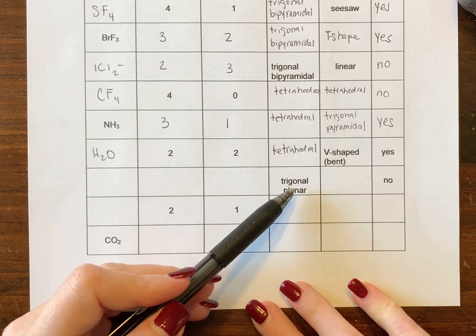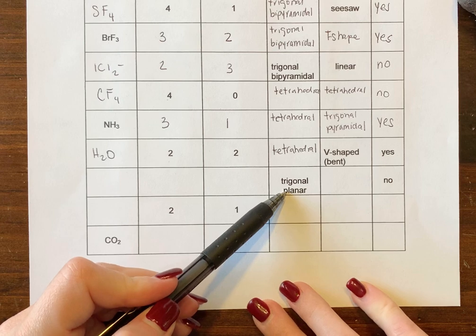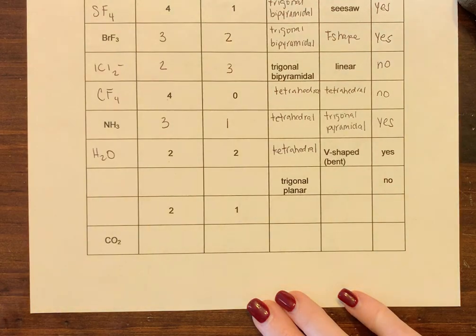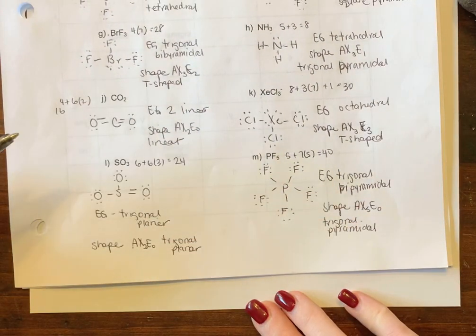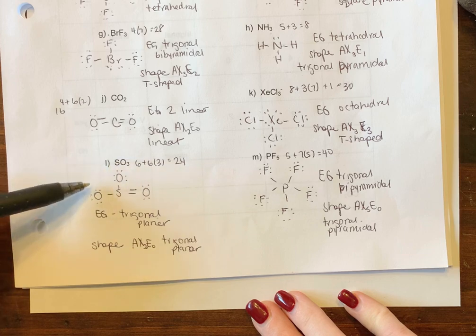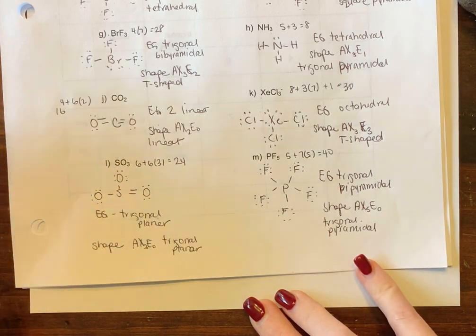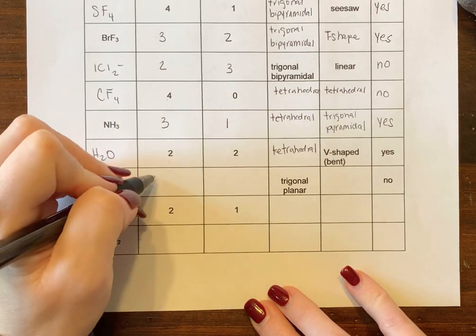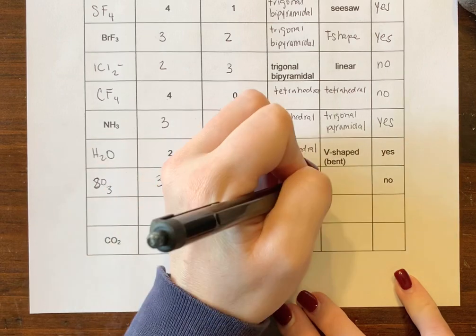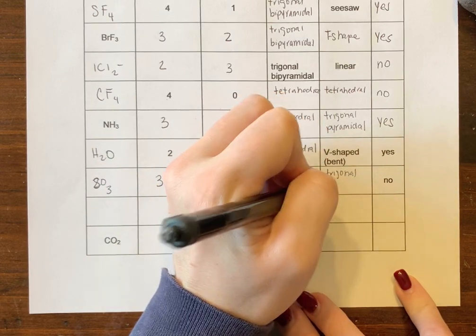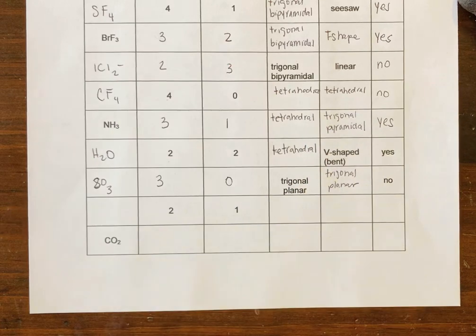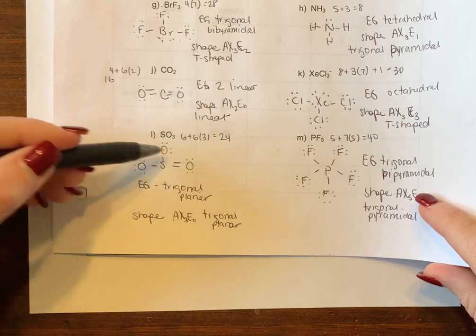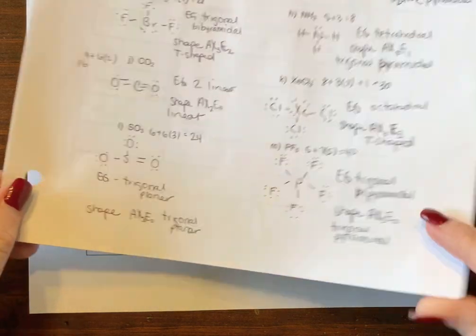All right, next one. We're looking for a trigonal planar molecule that's not polar. That means we need 3 groups where they're all the same. So that's going to be SO3. Nope, SO3. No lone pairs. So these bonds, even if they are polar, because there is resonance, they're going to be at an angle where they're going to cancel each other out.